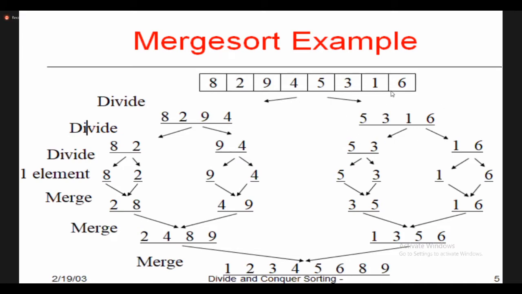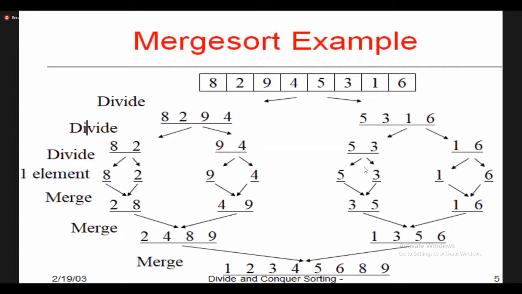So again merge sort is applied. Find the middle element. Here 0 and 3: 0 plus 3 by 2 is 1. So 5, 3 is one set and 1, 6 is the other set. Again, here L is less than R, so repeat the process. So 5, 3. Again 0 and 1: 1 by 2 is 0. So 5 is only one element.